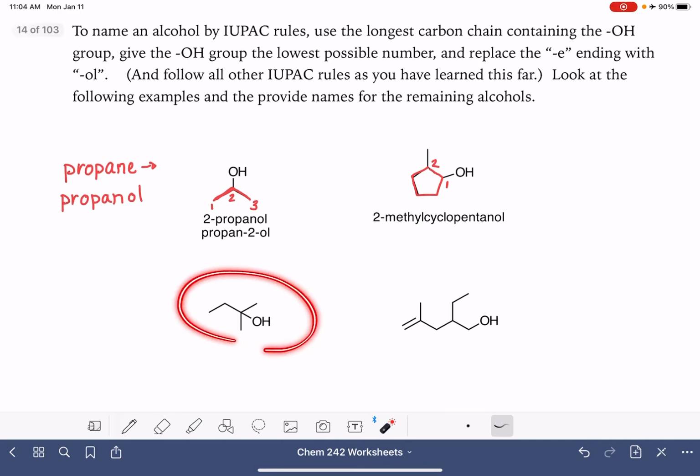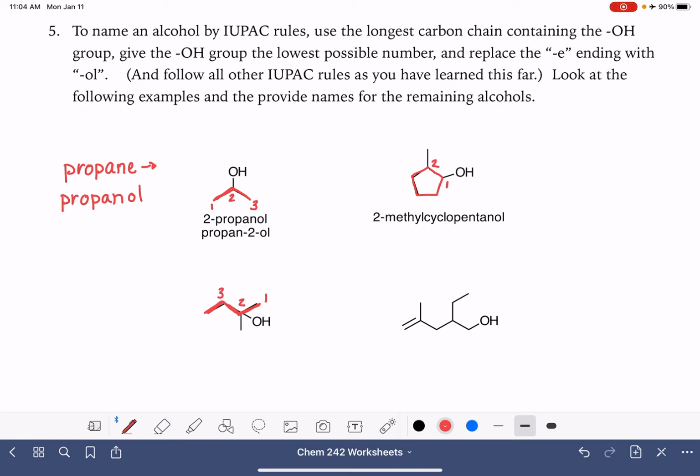Here's another example. Let's begin by finding the longest carbon chain that contains the OH group and numbering that carbon chain to give the OH group the smallest possible number. Now we can name our substituents, a methyl group on carbon number 2, and the alcohol, which is also on carbon number 2. This is a 4-carbon chain, which would be butane. With the alcohol, it's butanol.